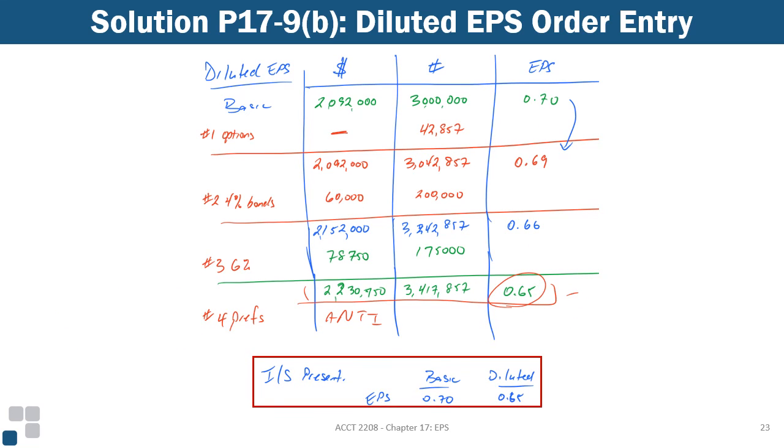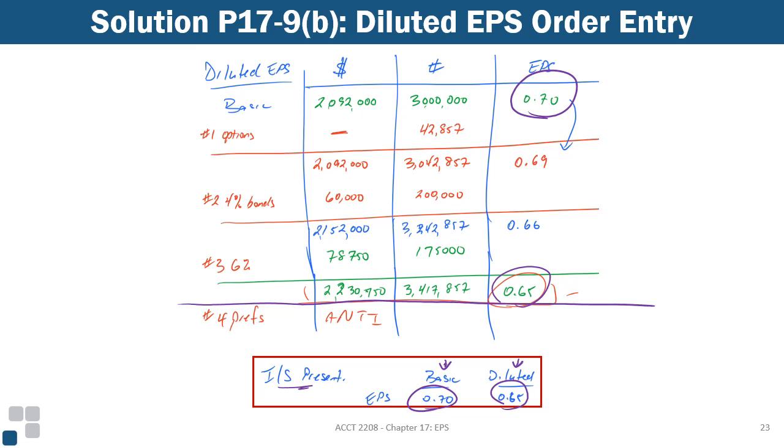So the next step is the presentation, because we would stop here, right? So I'm going to draw a big line here. We stop. So our income statement presentation looks like this: 2 columns, basic and diluted. We show EPS, 70 cent basic and 65 cent diluted EPS, and that is the full presentation.